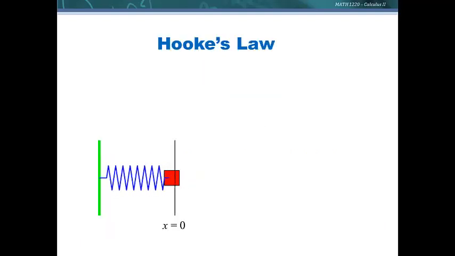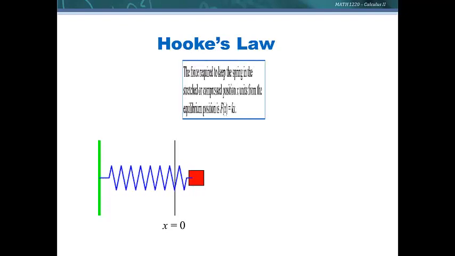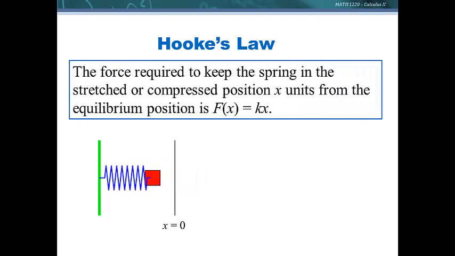So the first one of these we're going to look at is if we have a spring and mass system. So we have this equilibrium position where the spring is neither stretched nor compressed. Then you could compress the spring, and the spring's going to want to push the mass back. You could stretch the spring, and the spring is going to want to pull back to equilibrium. Hooke's law says the force required to keep the spring in the stretched or compressed position x units from the equilibrium is given by kx.